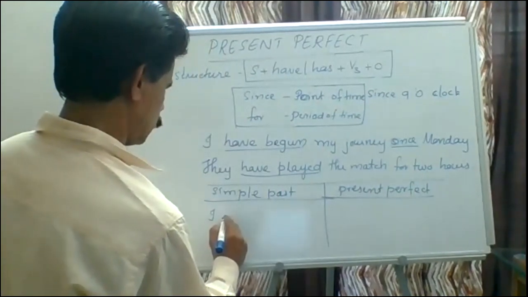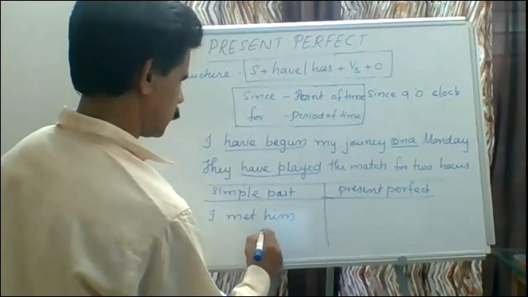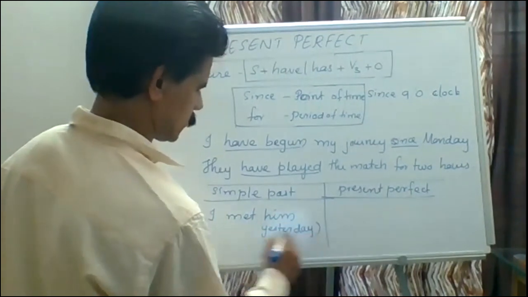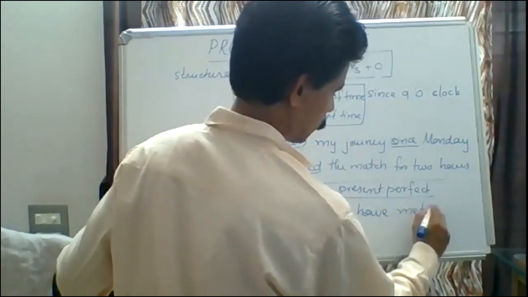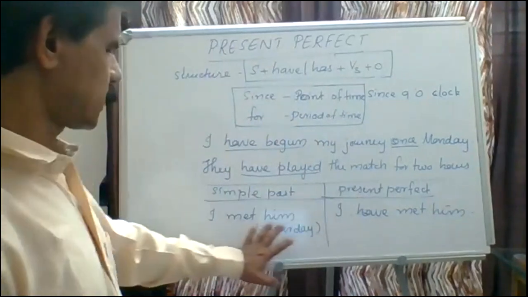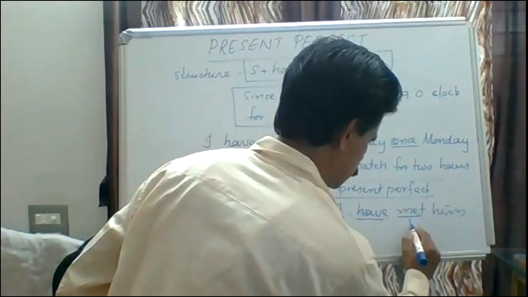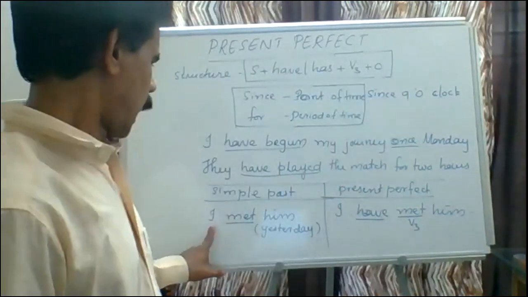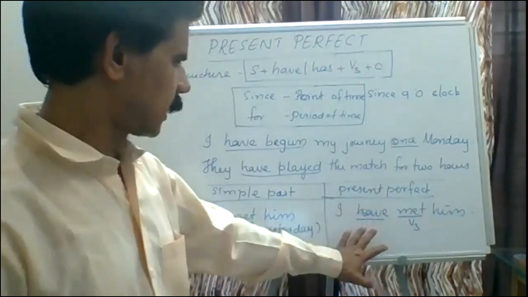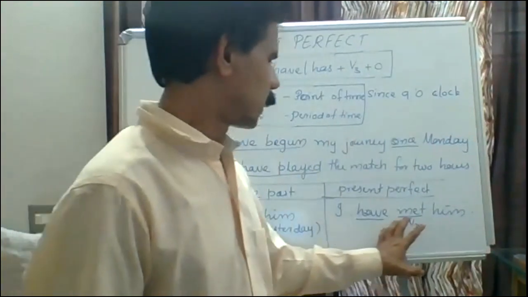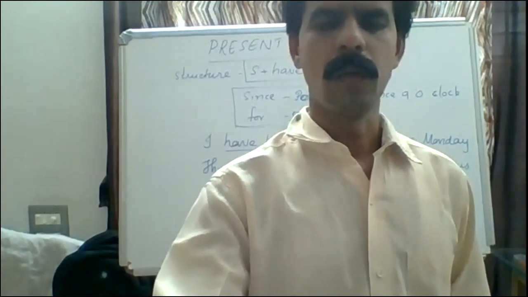Example, I met him yesterday, I can say. I met him yesterday is correct. Here, I met him, and I have met him. Both the meanings are the same. I met him yesterday. The time you can mention with the simple past. That is V2. Here, have and V3. Have plus V3. So in simple past, V2 is directly used, and the time of action can be mentioned if it is necessary. But in present perfect, you cannot use it. Past time cannot be mentioned here. Okay. I hope you people understood very clearly. These two differences you have to remember.